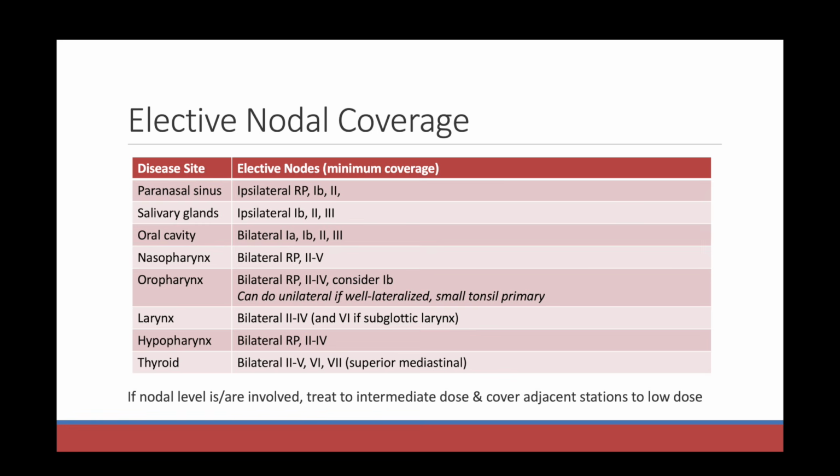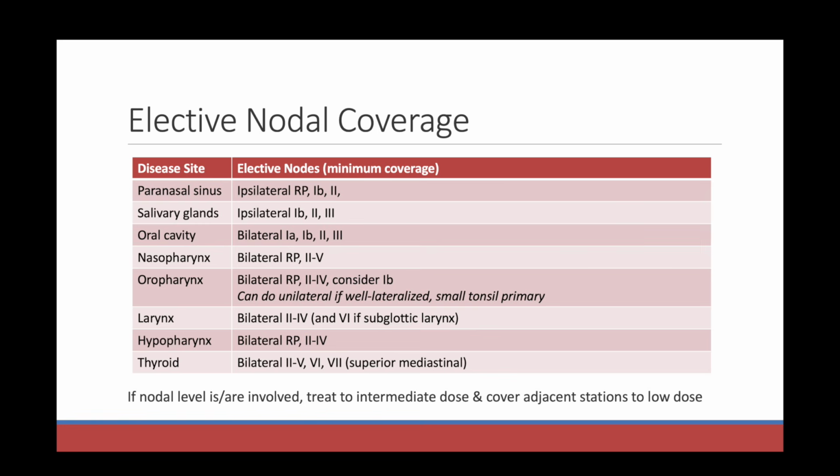These are things that can drain to the bilateral 1A lymph node. If a level is involved with, especially with more bulky nodal disease, then you can treat adjacent levels as well to a lower dose. So for example, if you are treating oropharynx and there's bulky level 2 lymph nodes, then it can make sense to include level 1B and level 5, which are on either side of that level 2 where there's bulky nodal involvement.